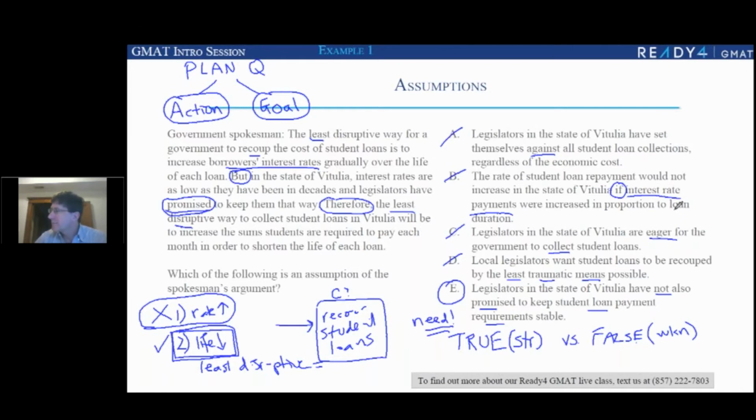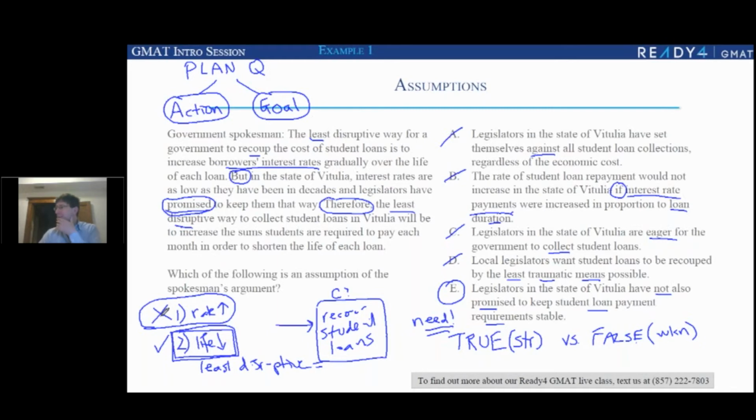Now, B does mention loan duration. Loan duration is technically not the same thing as the life of the loan. That's a more advanced thing in finance, but whatever. For now, let's just say this is the same thing. But even then, it talks about increasing the interest rate. And increasing the interest rate is the first plan that they've already ruled out.